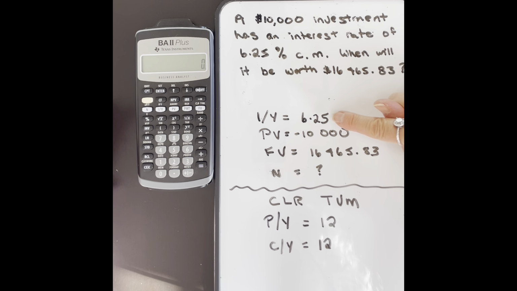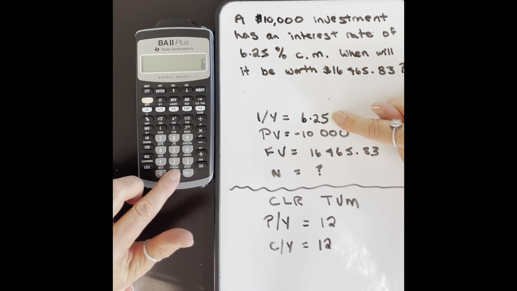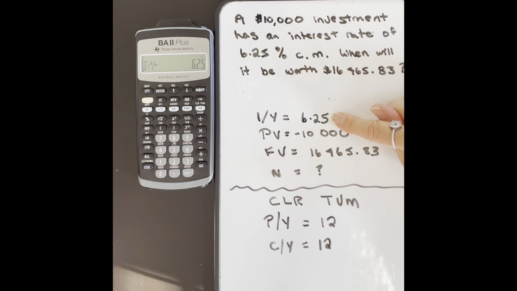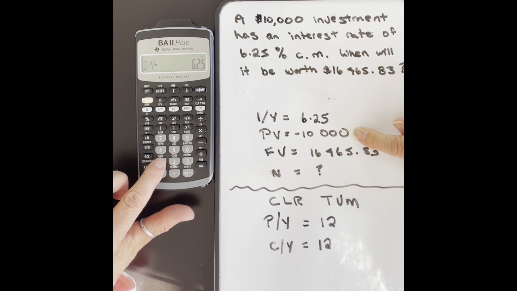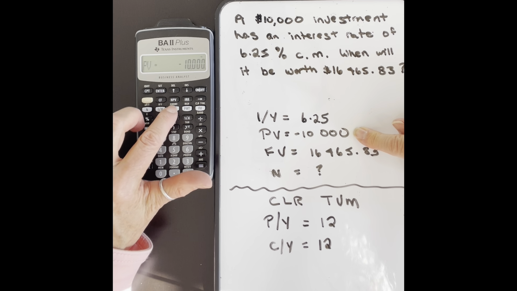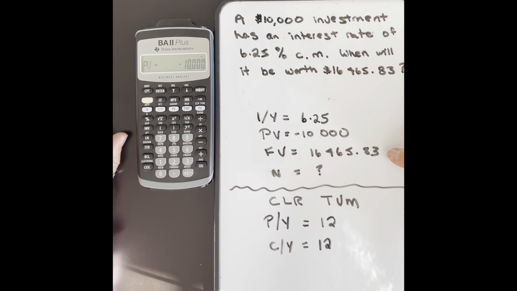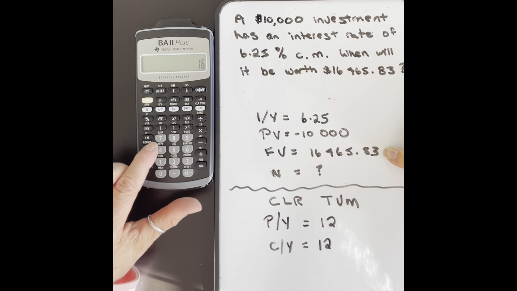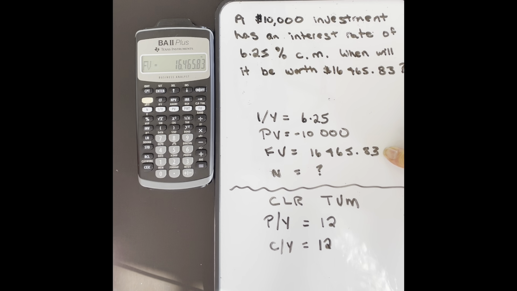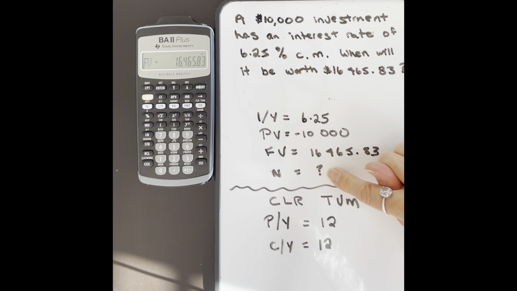Now we can enter all of these values, and you simply put the number in and then press the function. So in this case, that's our interest per year, so we enter that. Present value is negative 10,000, so 10,000. Change sign to make it negative, enter that as present value. Then future value is $16,465.83. We enter that as future value. We want to compute N, so compute N, and we get 95.999.